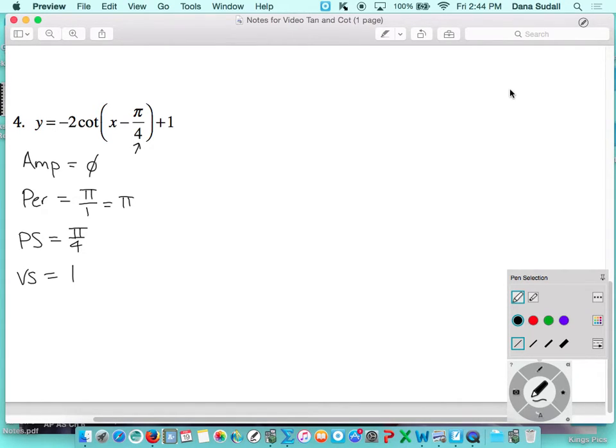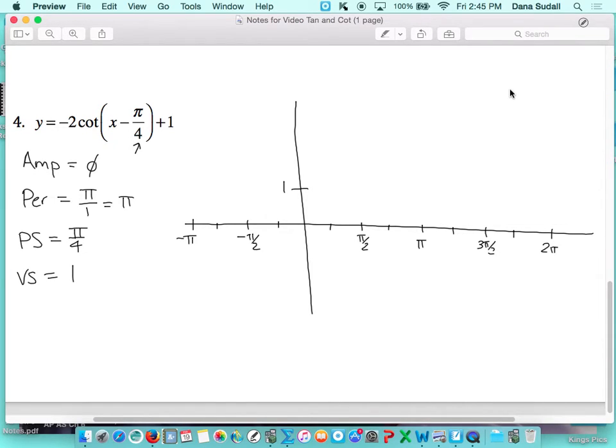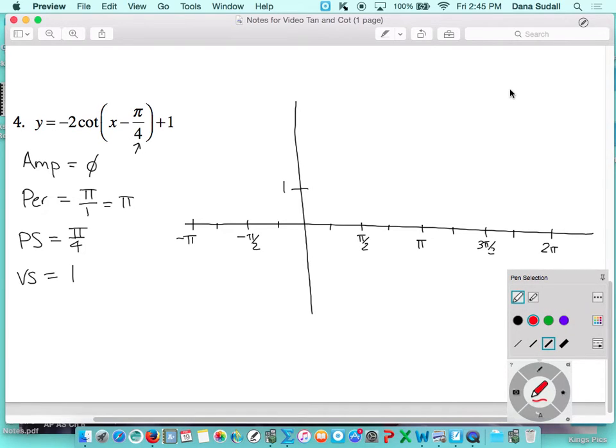All right, so we'll set up our graph, throw a few periods on here. Vertical shift of 1, so all the magic's going to happen around 1. Period is pi. So cut that up into 4 equal parts. Let's put one in the negative direction as well, about there. All right. So to start, I'm just going to shift this up 1 unit. So I use that as my x-axis instead of the actual x-axis.